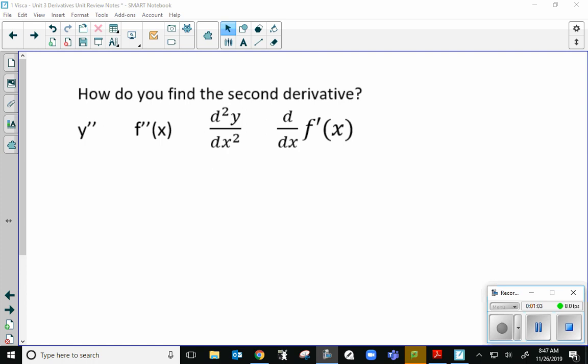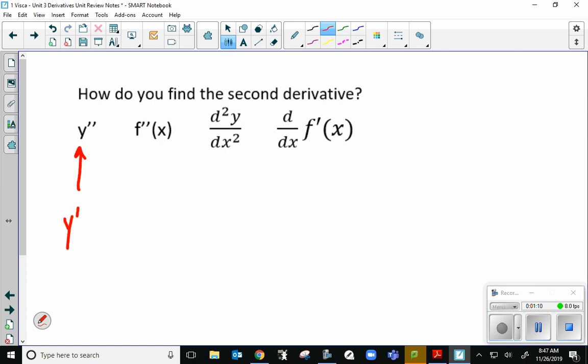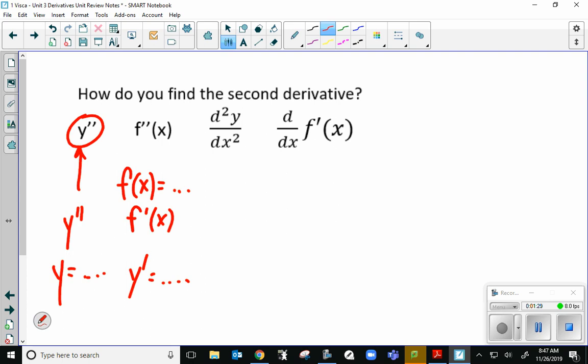All right, well, here are the four major ways. They can say y double prime. Of course, this is first derivative, one tick mark. Boom, that's second derivative. That means they give you y equals dot, dot, dot, dot. First derivative, dot, dot, dot, dot. Second derivative. Same thing with f of x. If you have a function, dot, dot, dot, dot, the first derivative would be one tick mark, dot, dot, dot, dot. The second derivative, okay?